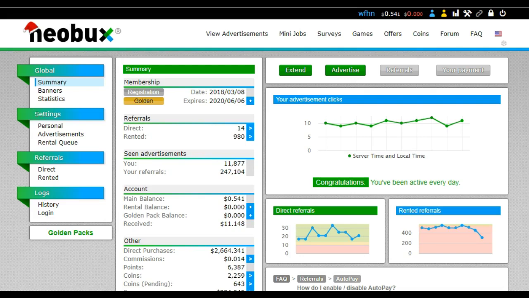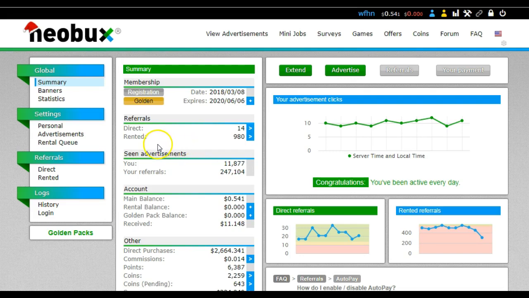Now, in my opinion, one of the best things about Neobux is the fact that it offers what is called rented referrals. You can see here that there are two different types of referrals on Neobux. Direct referrals are people who have just used your referral link to join the site, and they are automatically added to your account. Rented referrals, on the other hand, are people who have joined the site but have not used a referral link. That means they're not allocated to a particular person's team.